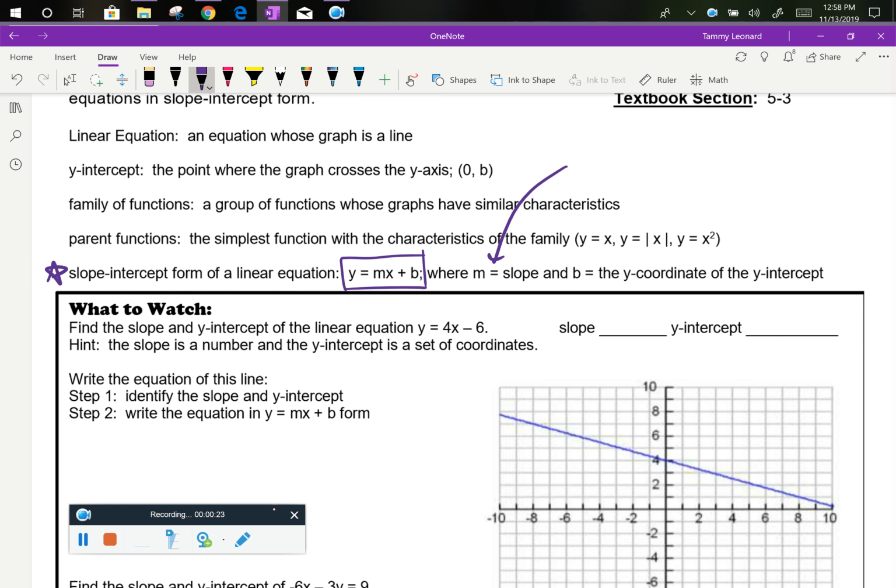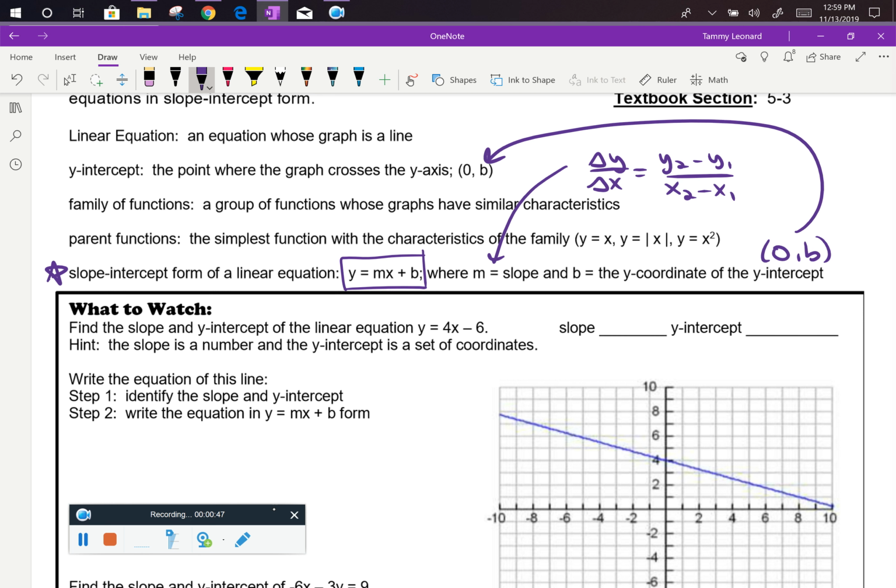M is the slope. Remember, that's the change in y over change in x, and we can calculate it with y2 minus y1 divided by x2 minus x1. So that's what we mean by the slope. And then the b is the y coordinate of the y-intercept. So the y-intercept is the point 0, b, the place where the line crosses the y-axis. And we pull just the y value to put in this position of b.